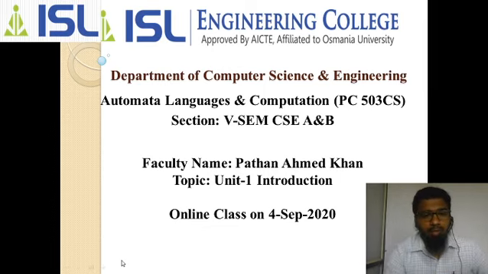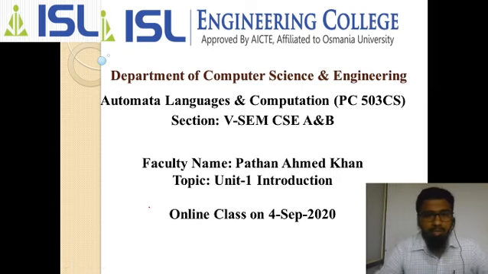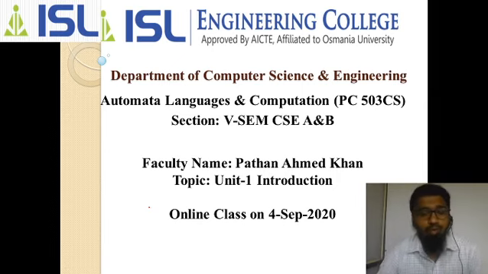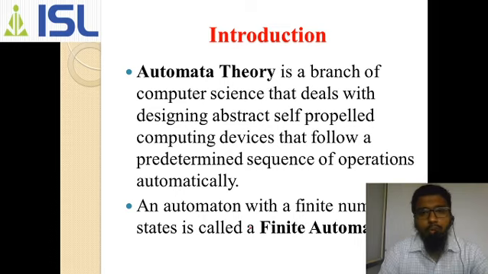In the last class we discussed the syllabus and what a credit is. This subject has 3 credits, and we saw the syllabus as well as the course outcomes, like what you will be able to do after finishing this. In today's class we are going to see the introduction of ALC, Automata Language and Computation, the basic things. First we will see the introduction of automata theory.